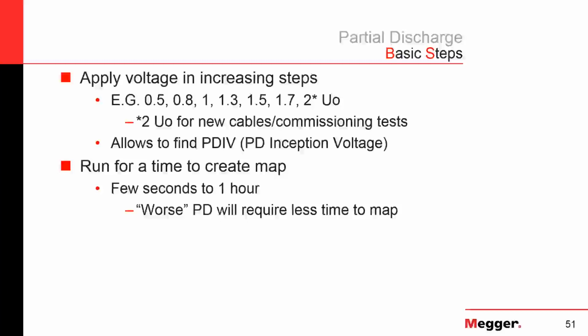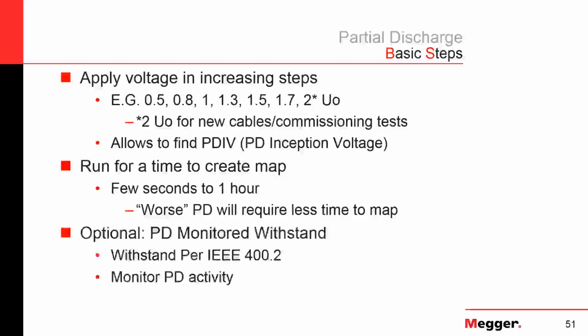I don't want to give a specific voltage for creating the map because if you have severe PD that happens at rated voltage, for example, that might be the best choice to do your mapping. But if your cable doesn't exhibit partial discharge until 1.7 times rated or twice rated, that would be a more appropriate voltage to run and get your mapping data.